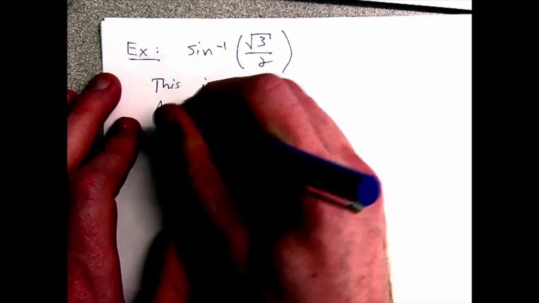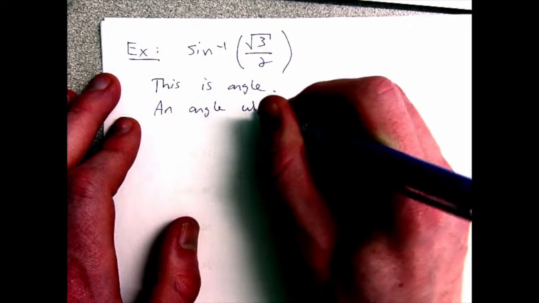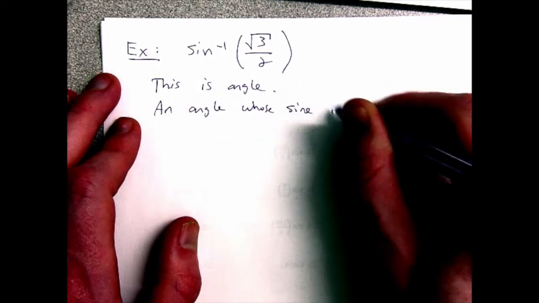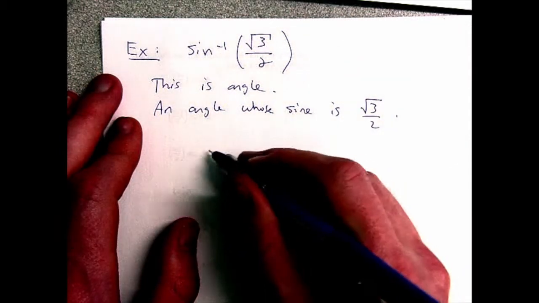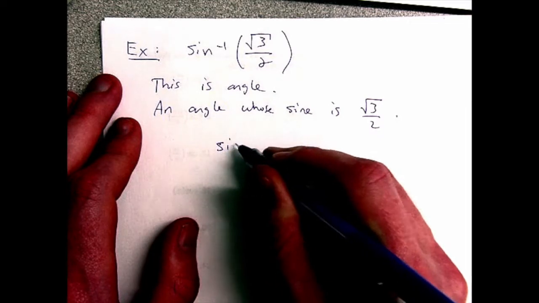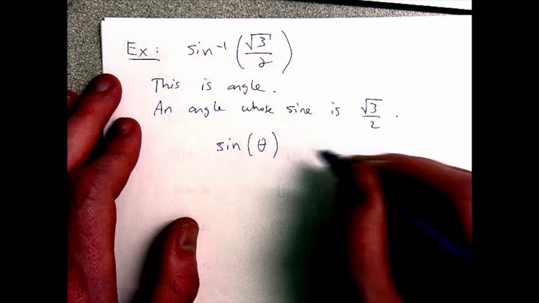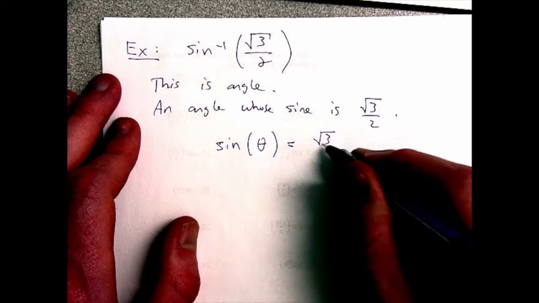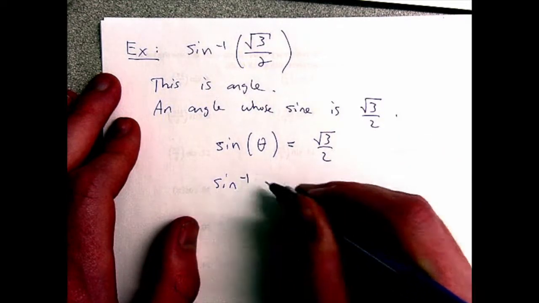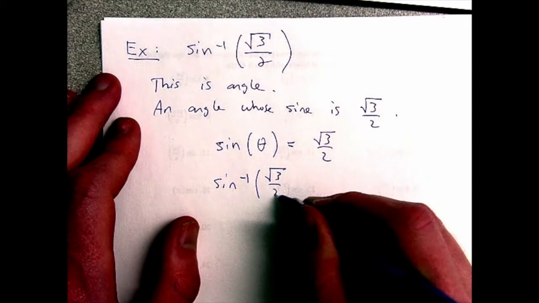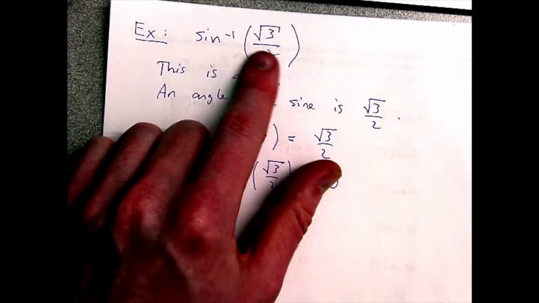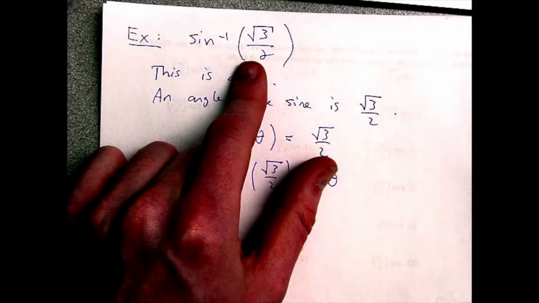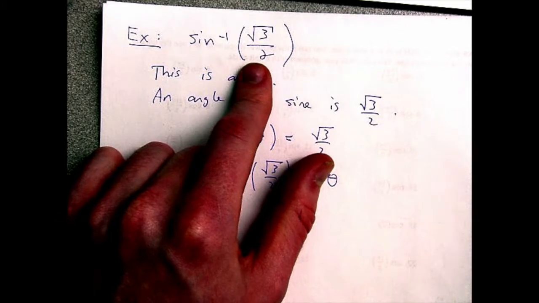What do we know about this angle? It's not just any angle. It is an angle whose sine is root 3 over 2, right? If you like, you can think of it this way. The original sine function will send our unknown angle theta to root 3 over 2, and our inverse sine function will send root 3 over 2 back to theta. So in other words, whatever this object is, it's an angle, and it's not just any angle. It is an angle whose sine is root 3 over 2.